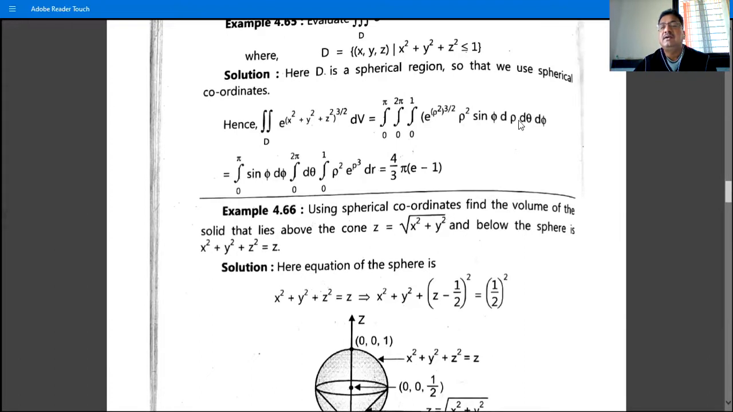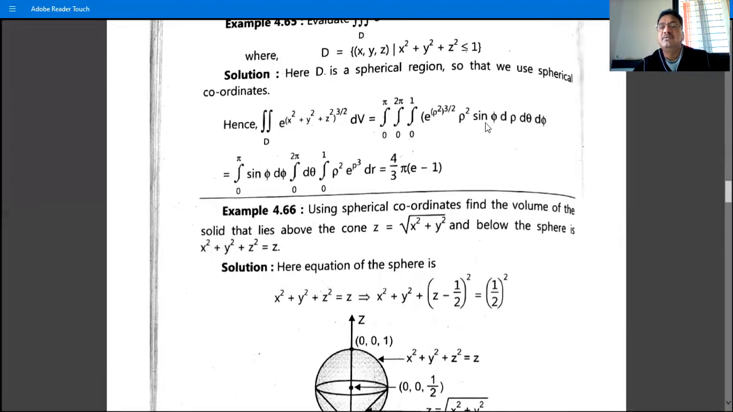And then integrate with respect to theta. There is no term of theta, so its integration is 1, and the upper limit is 2 pi minus 0, that is 2 pi. And then integrate with respect to phi: the integral of sin phi is minus cos phi. Then upper limit minus lower limit, cos pi minus cos 0. Cos pi is minus 1, and cos 0 is 1, so we get 2.